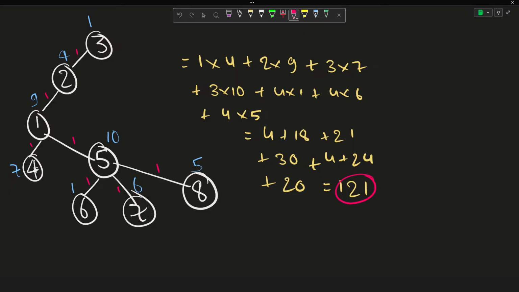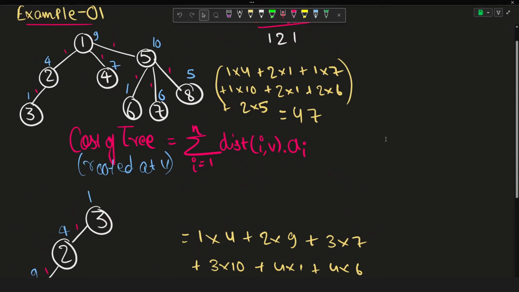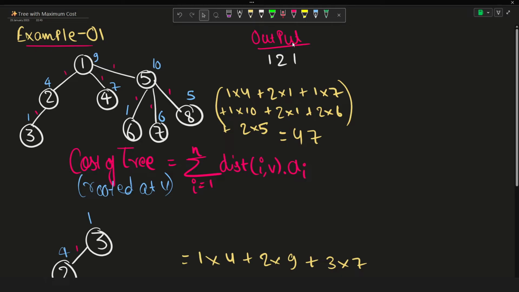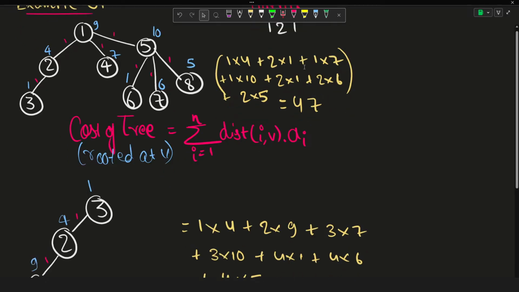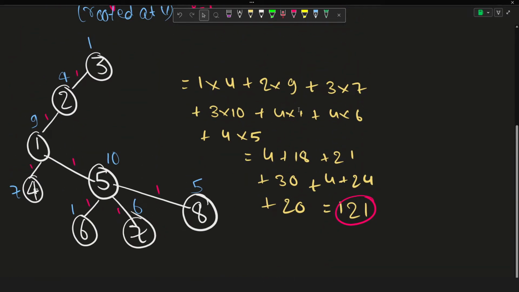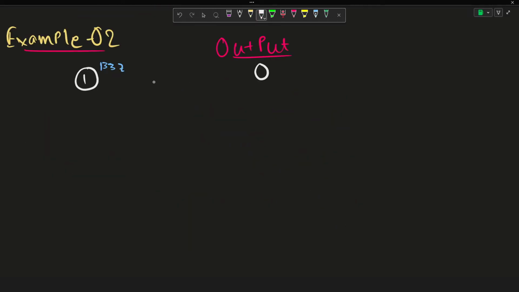So this is the output that we wanted, and this is also the given output in the question, right? 121. And this is the maximum that we can get for any vertex if rooted at that vertex, right? So that's why for this example the output is 121. You can try the same for every other vertex and you will realize that this is the maximum that we can get. So this is the second example given in the problem.